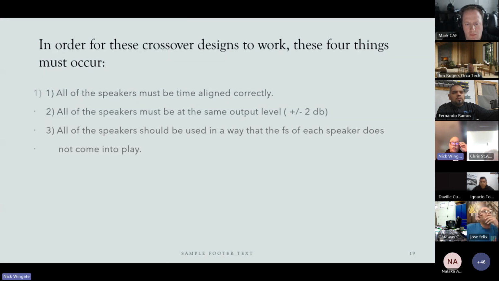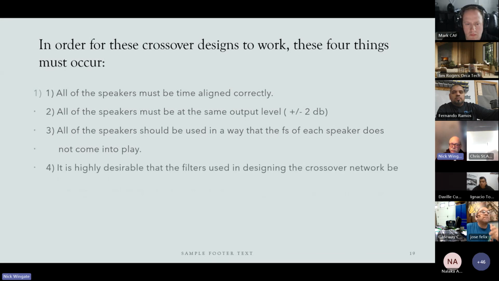Another thing is that all the speakers should be used in a way that the free air resonance of the speaker does not come into play. And I'm going to explain free air resonance in just a minute.